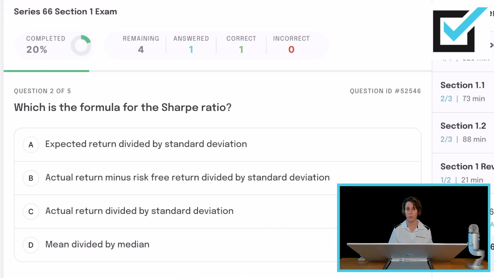Which is the formula for the Sharpe ratio? Expected return divided by standard deviation, actual return minus risk-free return divided by standard deviation, actual return divided by standard deviation, or mean divided by median. The Sharpe ratio is used to measure risk-adjusted return. The formula is actual return minus risk-free return divided by standard deviation.